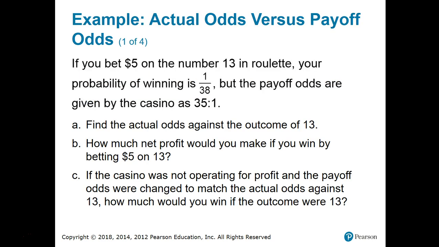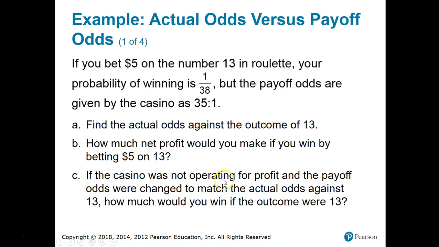So you bet $5 on the number 13 in roulette. Probability of winning is 1 in 38, but the payoff odds are given by the casino as 35 to 1. Seems as if things are in the favor of the casino here. Find the actual odds against a 13 occurring. All right, we'll do that. Find how much net profit you would make if you win with $5 on 13. Well, 5 times 35 is 175.